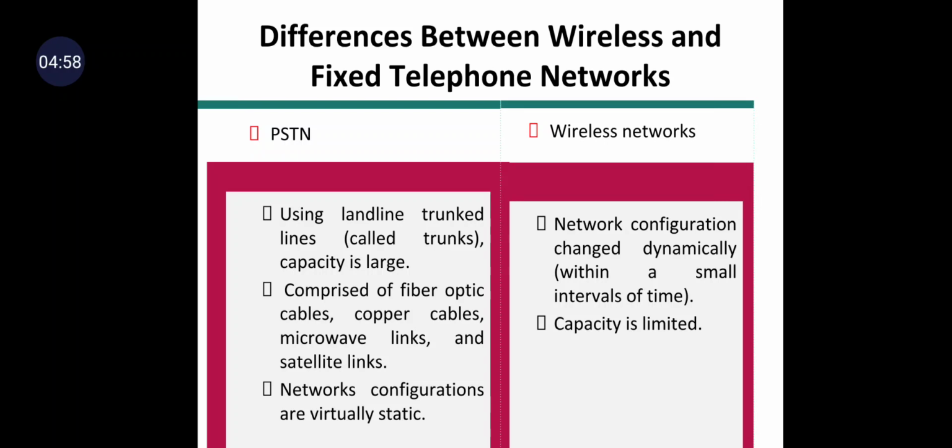But in the case of a wireless network, the network configuration will change dynamically. Within a small interval of time, the configuration may change. So the capacity is limited in the case of wireless networks.